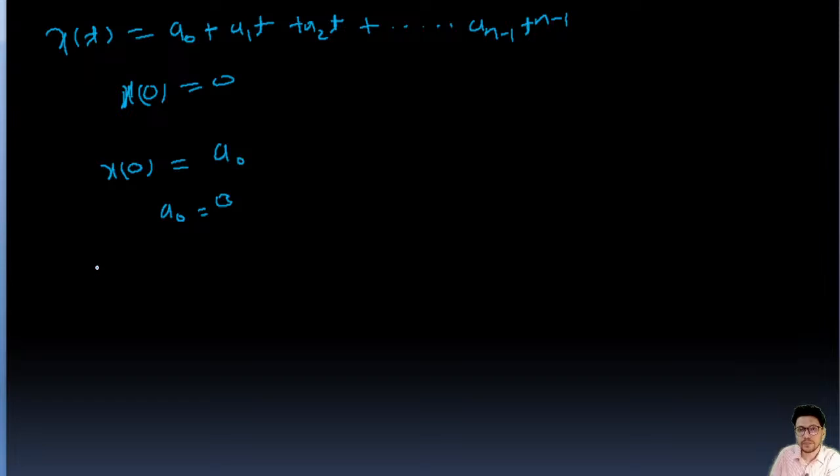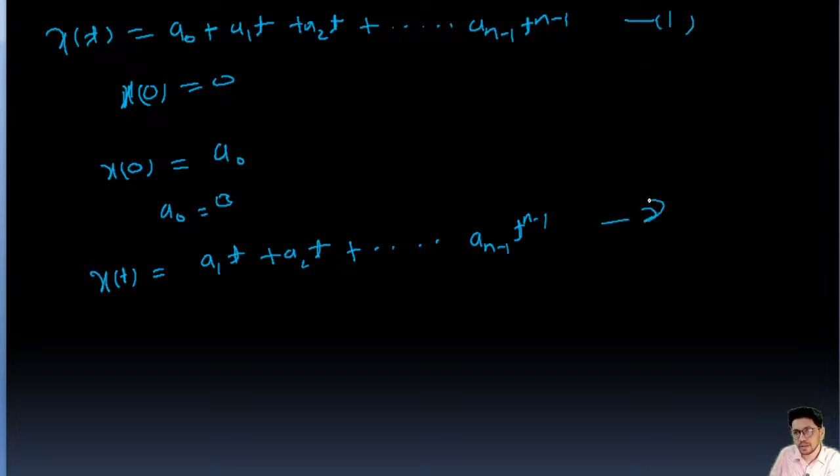Now the second condition. Because a0 is 0, x(t) is going to be a1 t + a2 t² + so on, up to a(n-1) t^(n-1). For the first condition x(0) = 0, we put this in equation 1, then the value of a0 is 0, and equation 1 becomes a1 t + a2 t² plus so on, right?